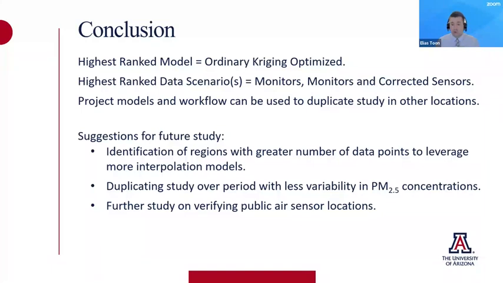Duplicating the study over a period with less variability. This time period was selected due to its variability to show differences in the concentrations. However, you might get different results if you picked a study period with less variability. And also, further study could be used on verifying the locations of these public air sensors. These air sensors don't have GPS units in them, so the locations of the sensors are all just user inputted. So further study on methods for verifying these air sensor locations could allow them to be used in more regulatory purposes.